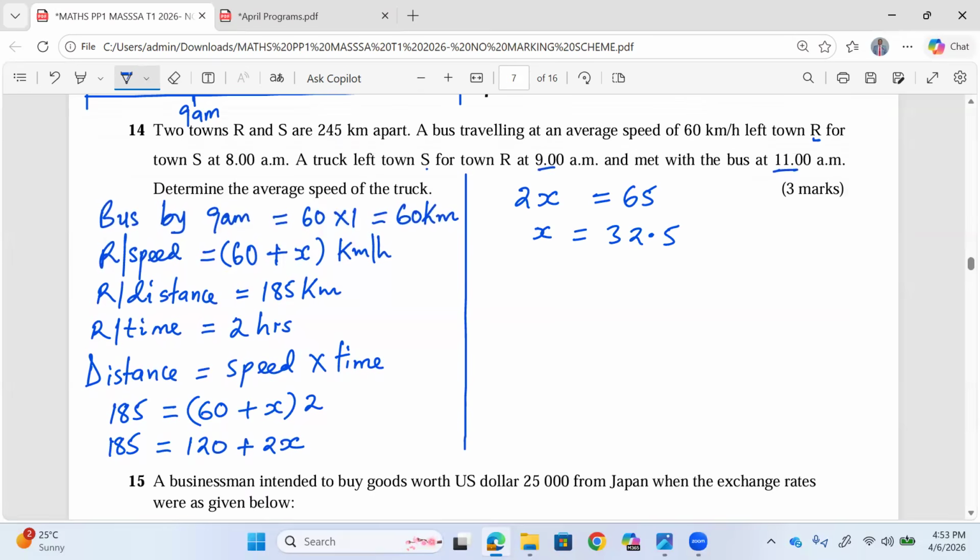32.5. So the speed of the truck, which we let to be x, has now been discovered. 32.5 kilometers per hour. That is the speed which was used. It's a very good question.